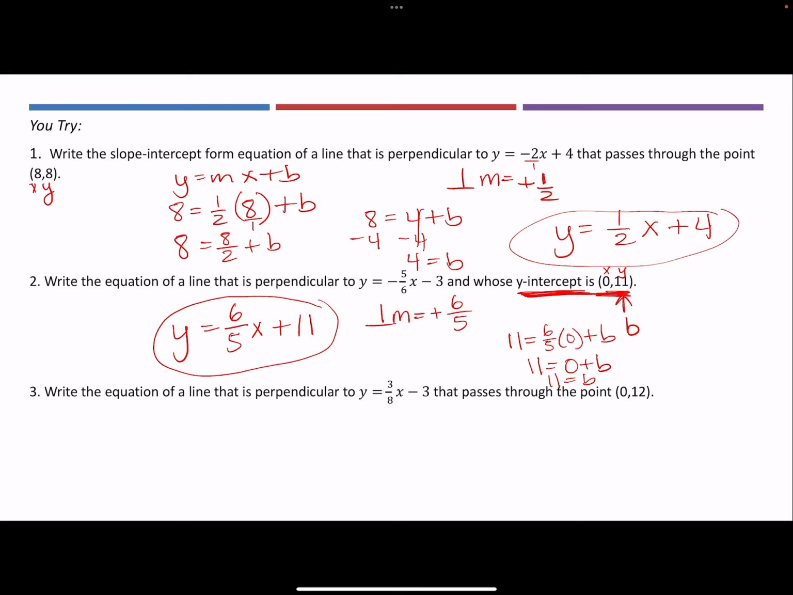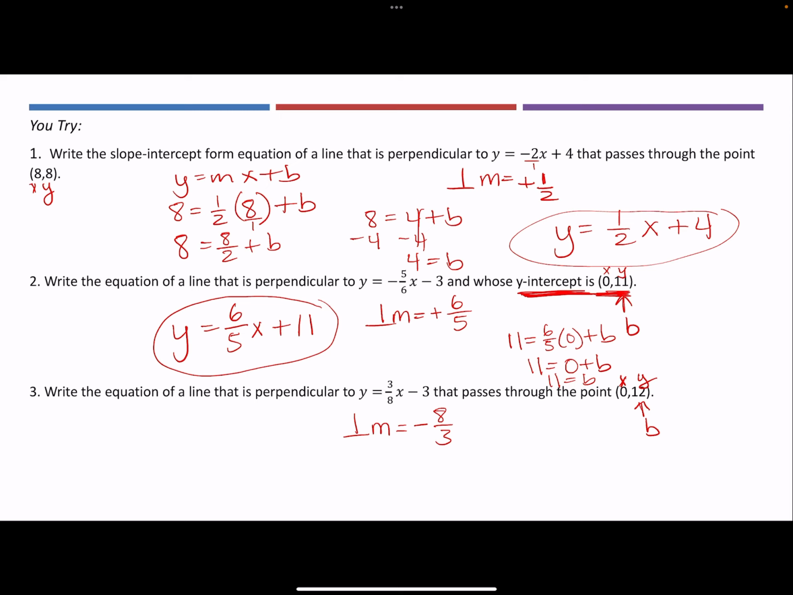All right, let's try 3. So the equation of a line perpendicular to y equals 3 over 8 x minus 3. So perpendicular slope, change the sign, flip the fraction, and we want it to go through the point (0, 12), right? So hopefully you recognize 0, anything. Oh, they're giving me b. This is my b. Or, like we did up above in number 2, you could plug in.